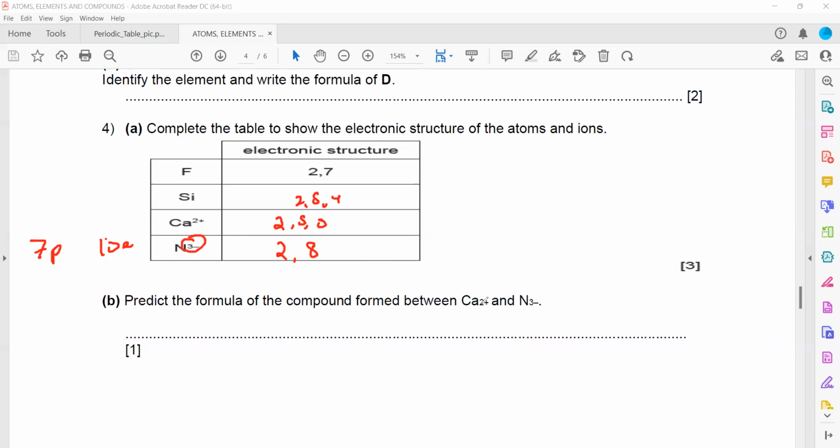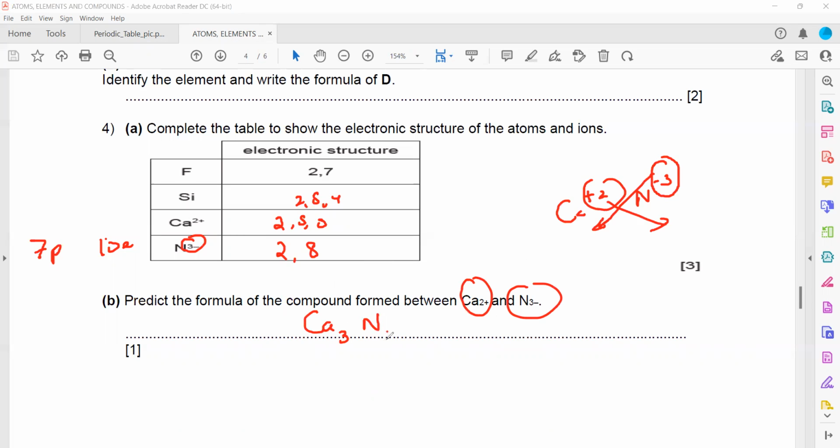Then predict the formula of a compound which contains calcium and nitride. So calcium is +2, nitrogen is -3. What we do is simplify the valency and cross multiply. So this 3 is multiplied with calcium and 2 is multiplied with nitrogen. So the calcium nitride formula is Ca3N2.